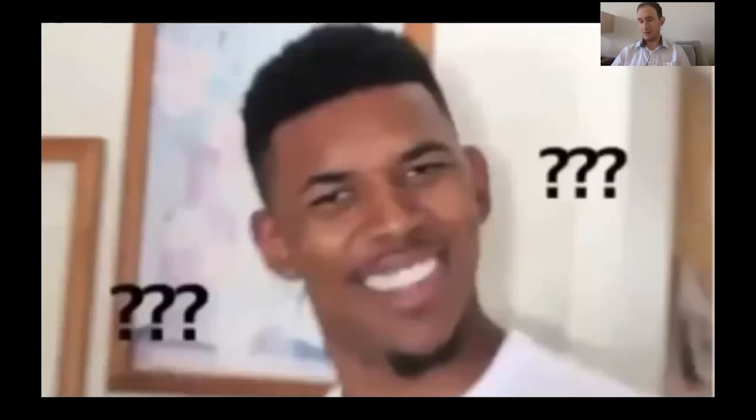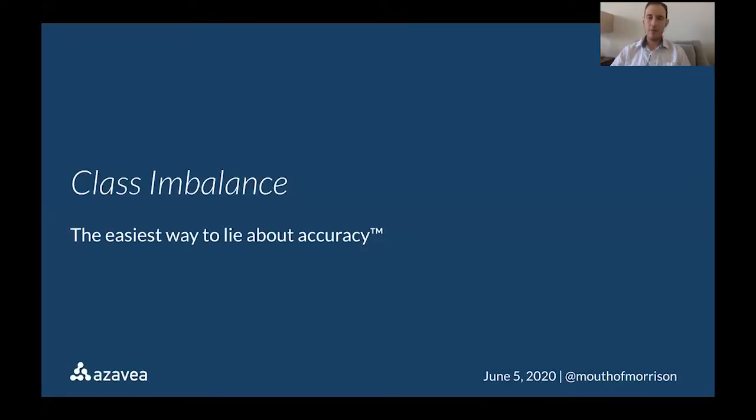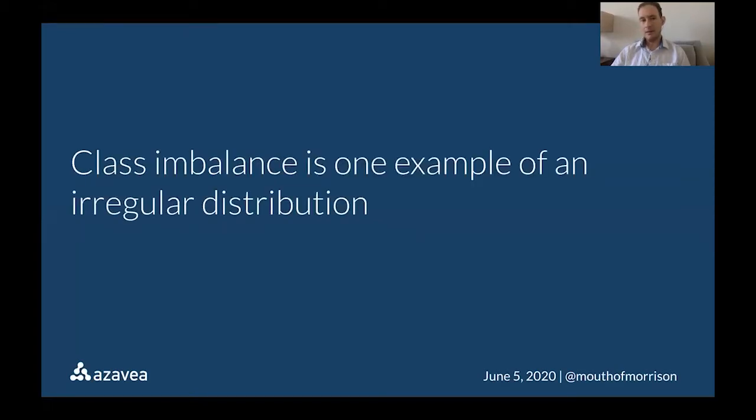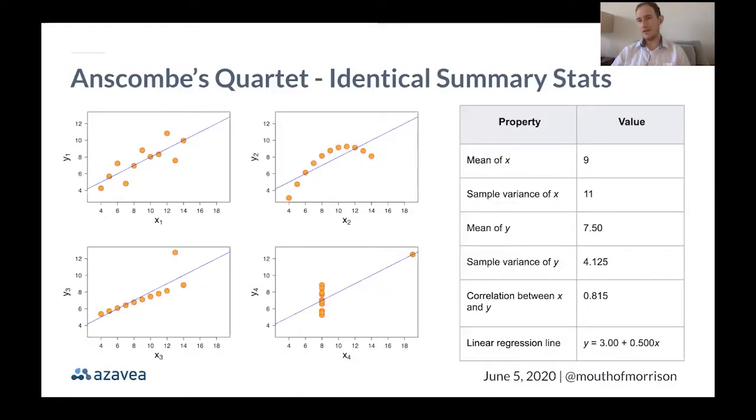How is that possible? Well, it's possible because of a problem called class imbalance. And this is a very common example of, in statistics, what's called an irregular distribution. Work on this stretches back many decades. One of the most famous studies on class imbalance, really on irregular distributions and the deceptiveness of summary statistics, is called Anscombe's Quartet, done in the 70s. And that showed 4 separate, very different data sets with matching summary statistics to a pretty high degree of precision, showing that you really need to plot your data to understand it.